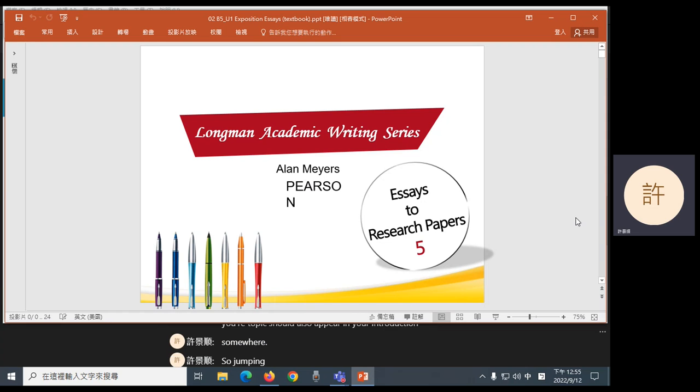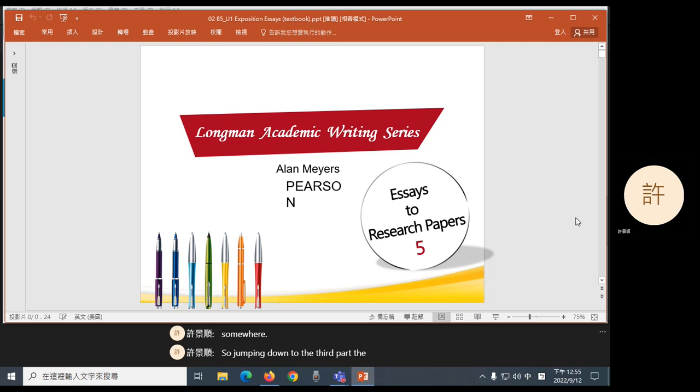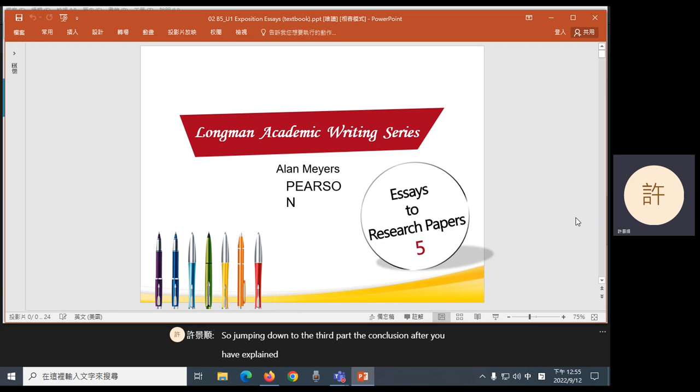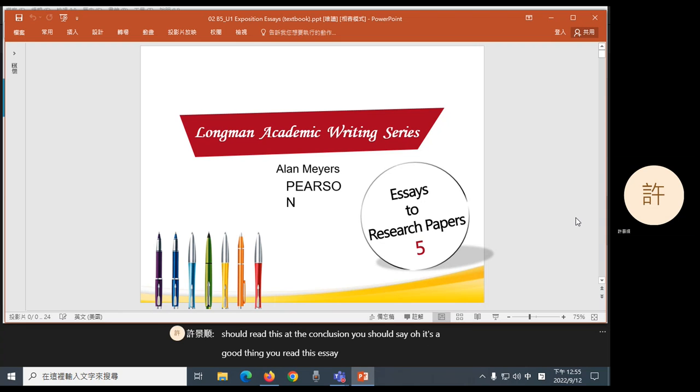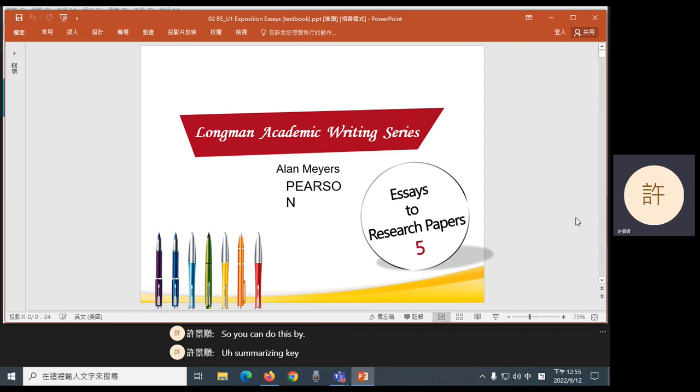So, jumping down to the third part, the conclusion. After you have explained everything, you should let the reader feel like it was not a waste of time. In the introduction, you said why you should read this. At the conclusion, you should say, "Oh, it's a good thing you read this essay." So you can do this by summarizing key information that the reader might find useful. If your main attraction is that it's interesting, you can again highlight something interesting about your essay.